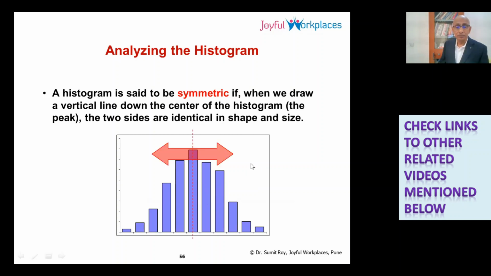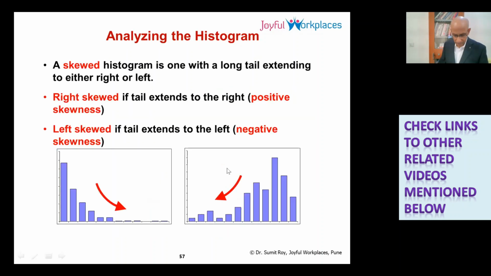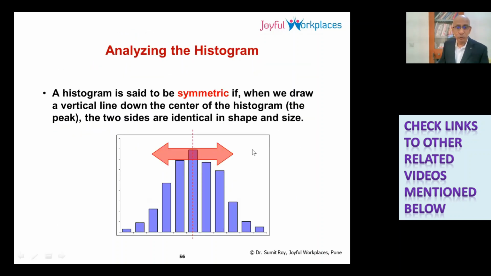Okay. So this is my spread actually on either side. So for a symmetric histogram, it should be similar. That means if you place a mirror on this side and this side should be merging.